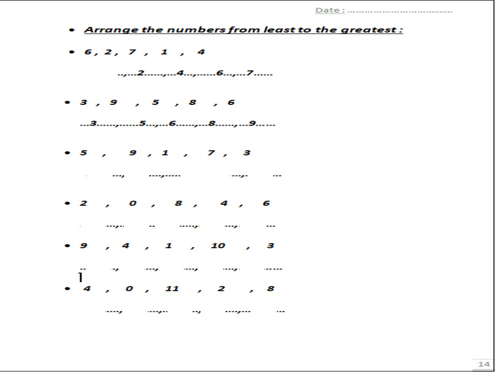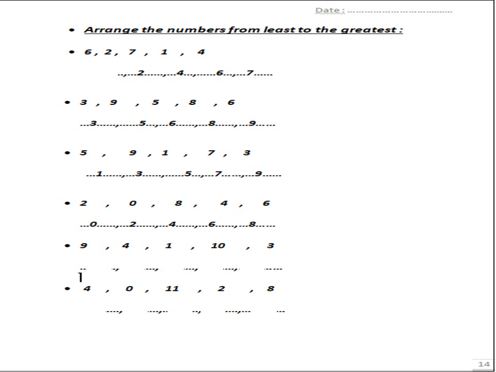The third question here, he gave me 5, 9, 1, 7 and 3. So I will arrange the numbers from smallest to the greatest. So the first number will be 1, after 1 3, and after 3 5, and after 5 7, and after 7 the last number will be 9. 2, 0, 8, 4 and 6. We will arrange the numbers from smallest, so the first number here will be 0, after 0 2, and after 2 4, and after 4 6, and after 6 it will be 8.